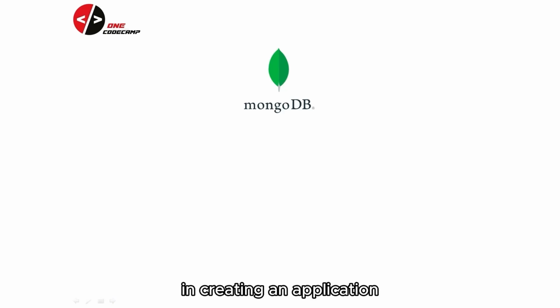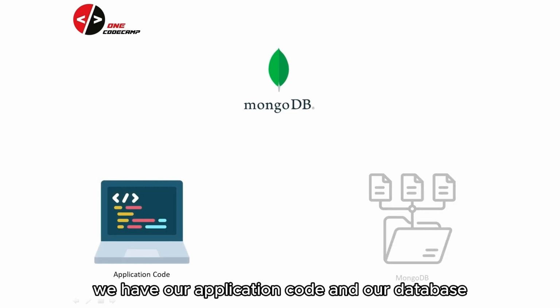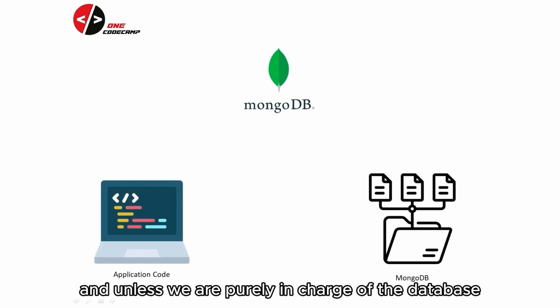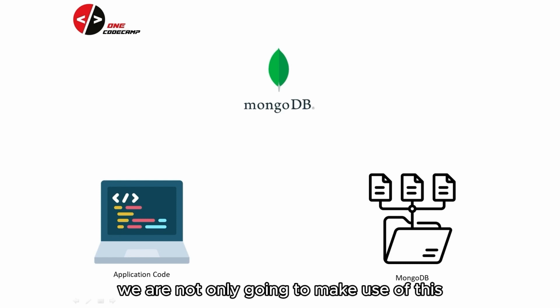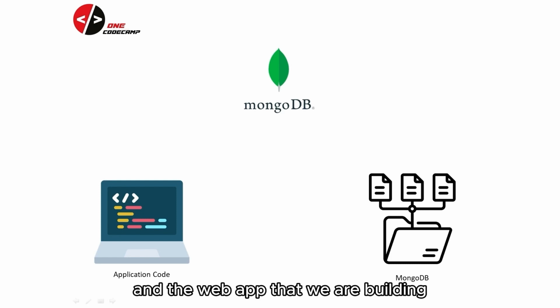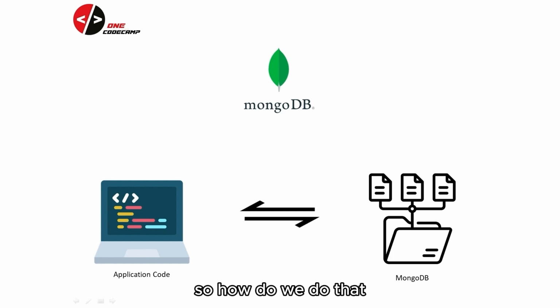In creating an application, we have our application code and our database. And unless we are purely in charge of the database and MongoDB alone, we are not only going to make use of this in the web app that we are building if there is nothing to connect our database to our code. So, how do we do that?